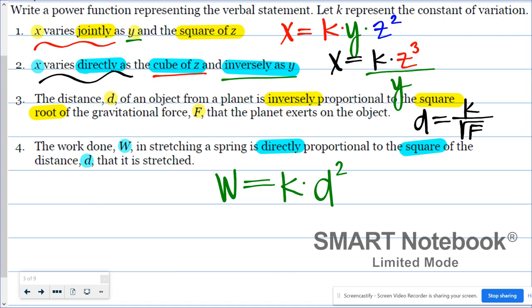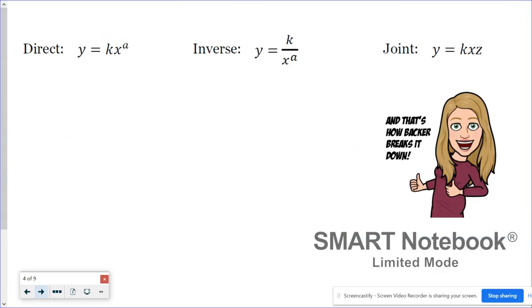So it's really easy to write the power function equation. Directly is k times, inversely is k divided by, and jointly is k times two other things. And that is how Becker breaks it down.